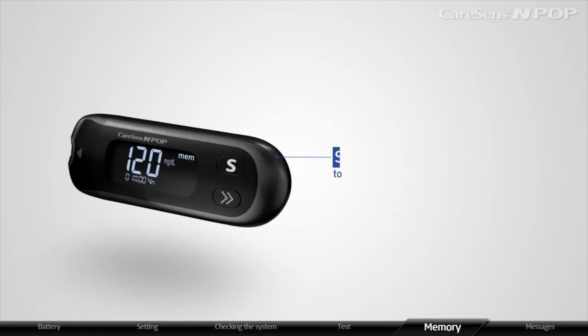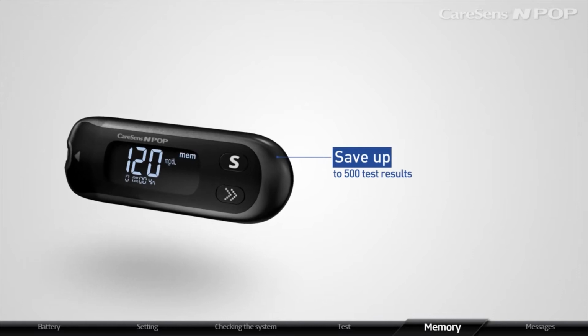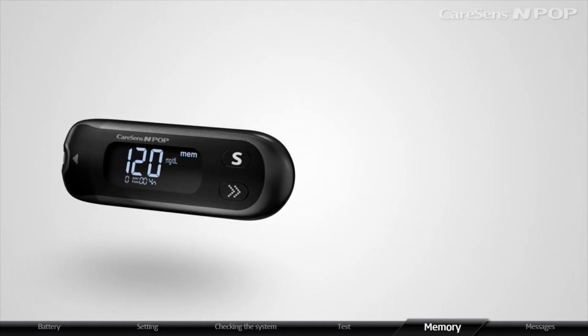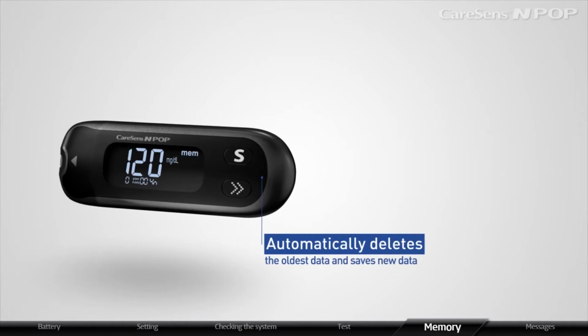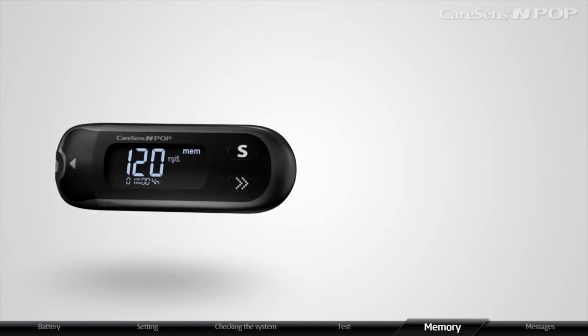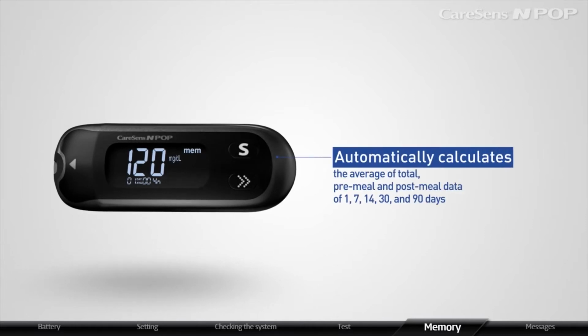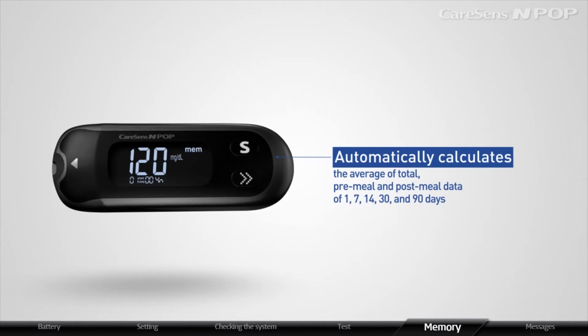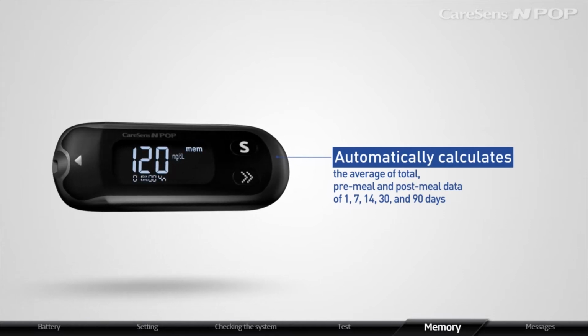CareSens N POP can save up to 500 test results. If the memory storage is full, the meter automatically deletes the oldest data and saves new data. CareSens N POP automatically calculates the average of total, pre-meal and post-meal data of 1, 7, 14, 30, and 90 days.